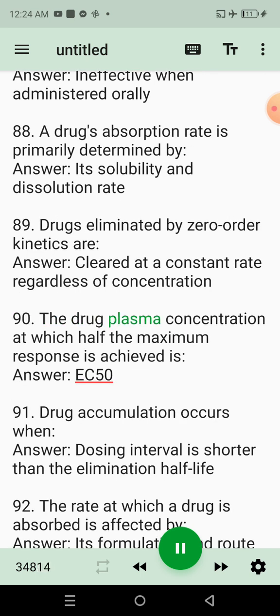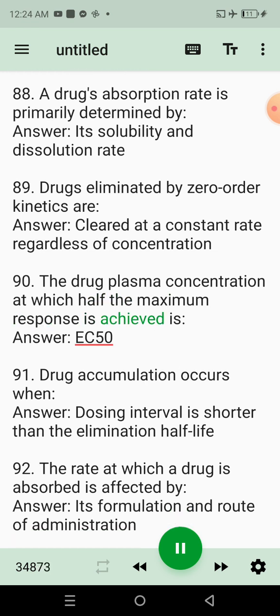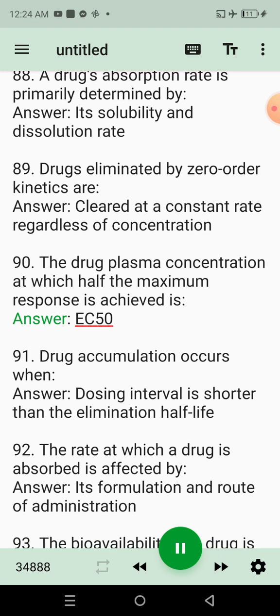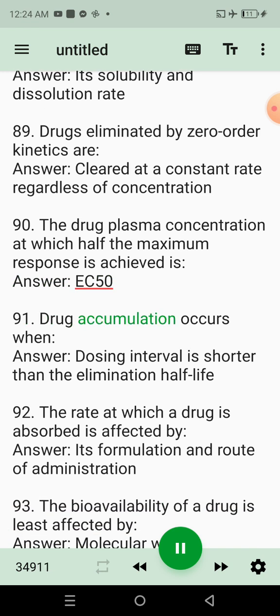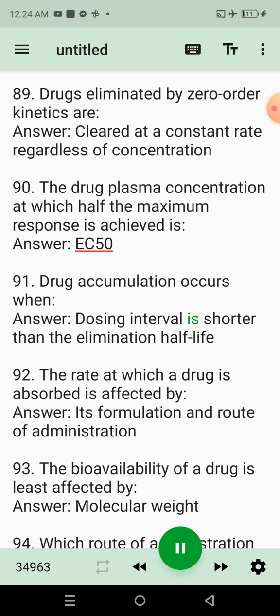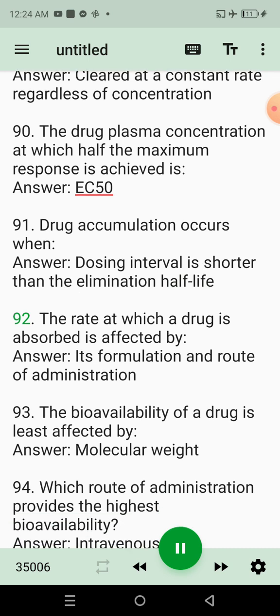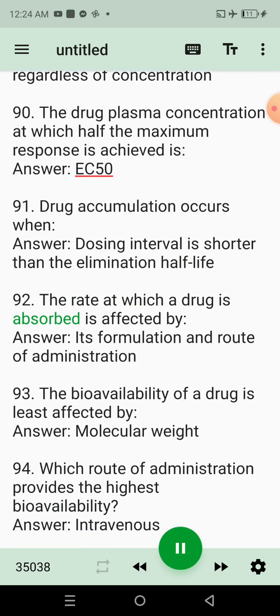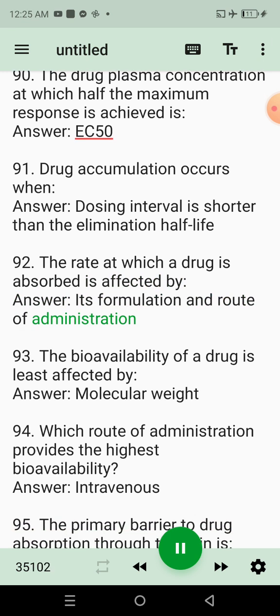90. The drug plasma concentration at which half the maximum response is achieved is? Answer: EC50. 91. Drug accumulation occurs when? Answer: Dosing interval is shorter than the elimination half-life. 92. The rate at which a drug is absorbed is affected by? Answer: Its formulation and route of administration.